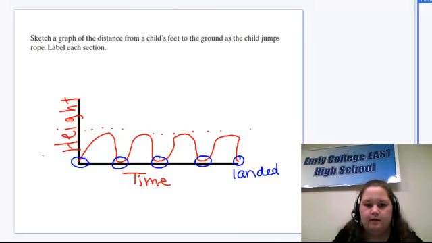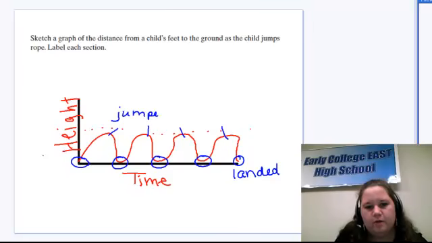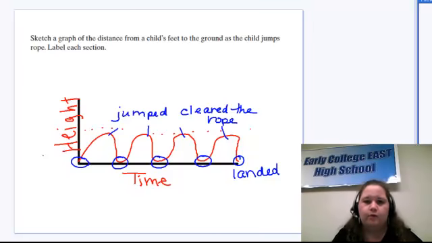And then here, here, here, and here, this is where the child jumped. Or you could say where he cleared the rope. Because remember, when you're doing the whole jump rope thing, when you're up in the air, the jump rope goes under your feet. So he's clearing the rope.